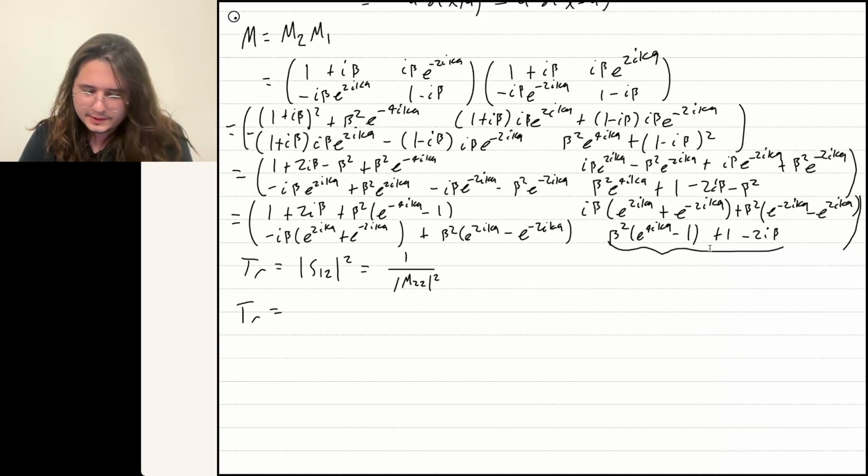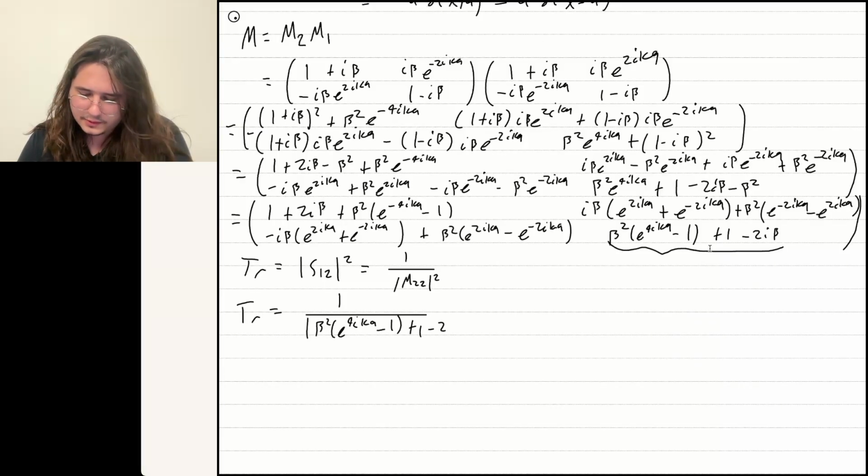So without simplifying further, I'm so sorry about that. We're going to have 1 over the mod squared of beta squared e to the 4ika minus 1 plus 1 minus 2I beta.